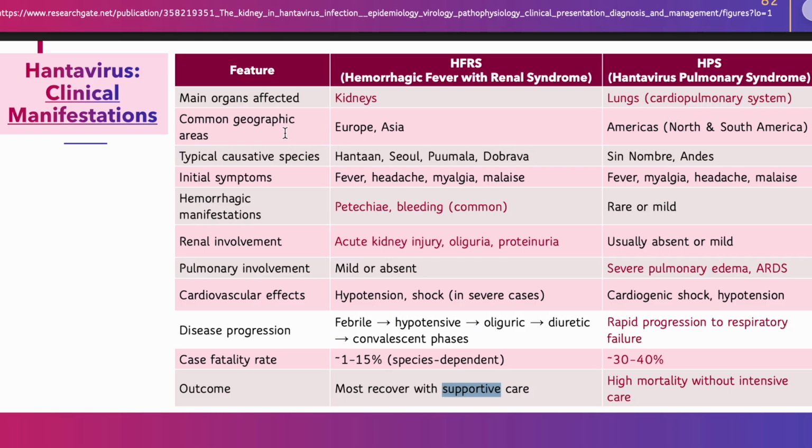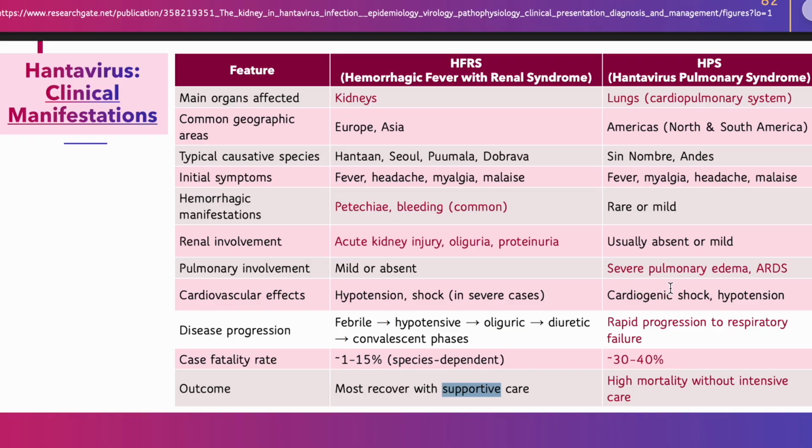The geographic areas: HFRS is dominant in Europe and Asia, and pulmonary syndrome is in America. Pulmonary syndrome is quite severe and has a high mortality rate without intensive care.